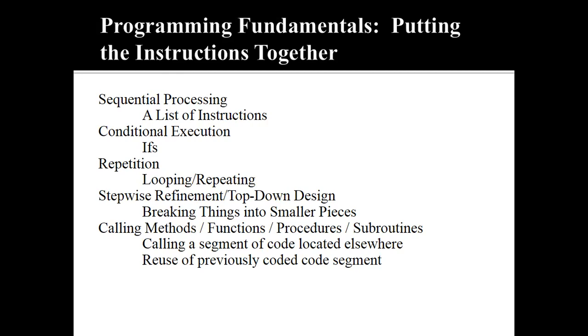Then there is repetition, that is, looping, such as a for loop or different types of repetition. For example, if you want to add the marks of the students, you can add the roll numbers and add the marks. Similarly, stepwise refinement, or top-down design, means breaking things into smaller pieces, and then you can perform that specific task. And calling methods: if you have a program in any other drive or place, you just call the program, and that set of instructions will come and perform, specifically calling a segment of code located elsewhere, reusing a previously coded code segment.